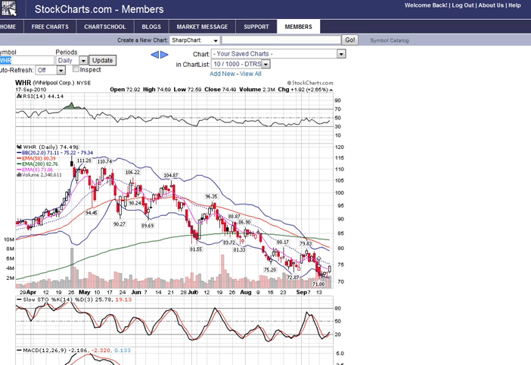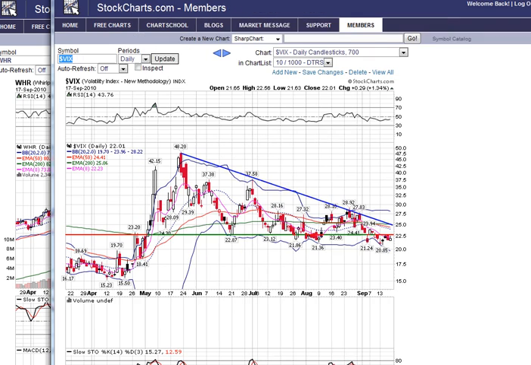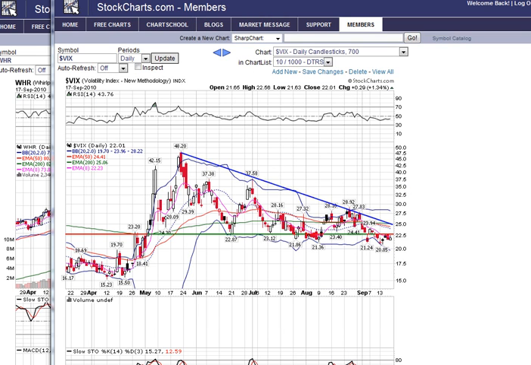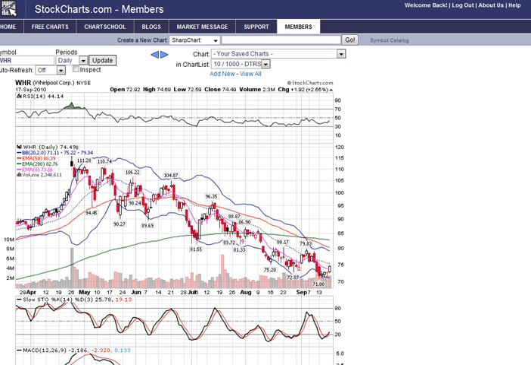I'm kind of losing my train of thought, but the point is that I told you before I would be willing to risk 25 cents on this trade, or $150, half of the delta. Half of the delta would be a 50-cent move on the stock, basically. So the current price, if this dropped down to $74, that would be my out. So for a move down to 74, do I think I can get 3 points out of this to make it worth my while?